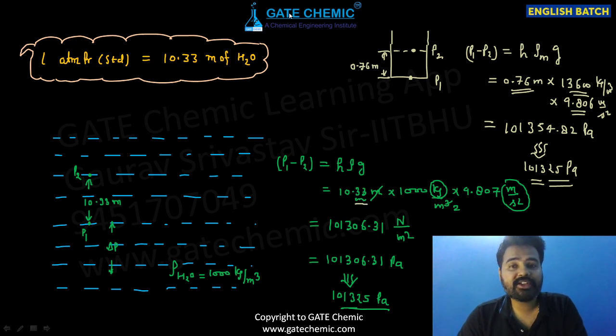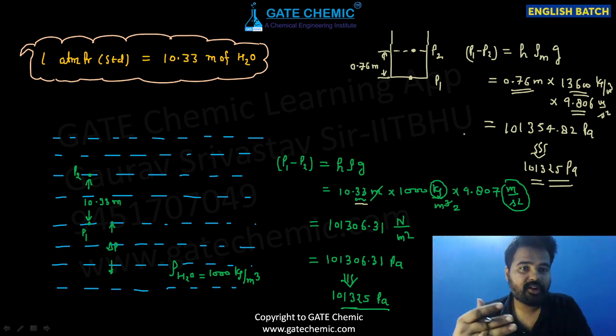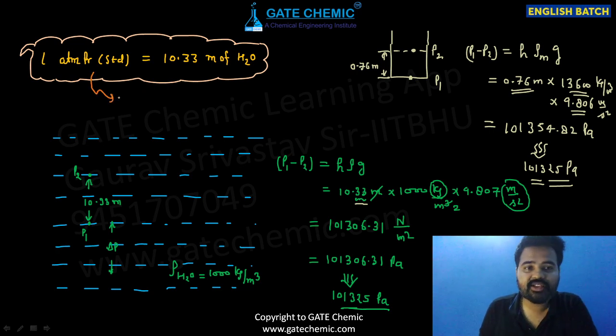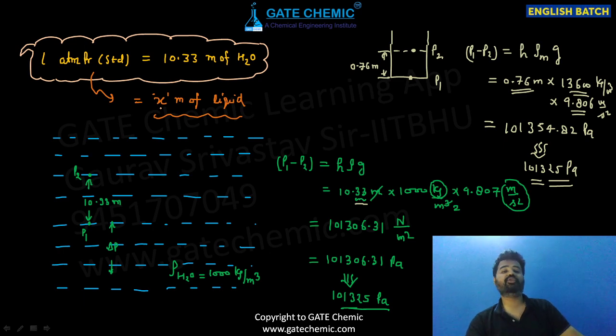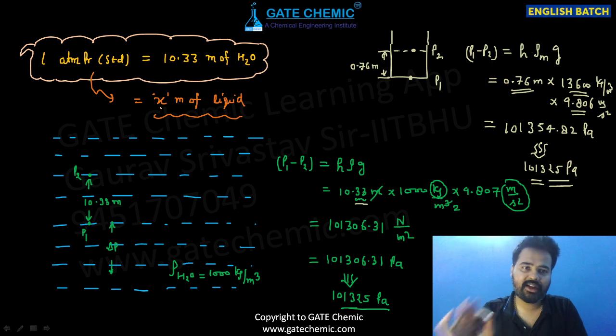Okay. So, I hope each and every student is crystal clear now that we are able to give this standard atmospheric pressure as x meter of any liquid. Is it crystal clear? You can write it as x meter of any liquid. Okay, shall we move forward, my dear students? That means you can write it as x meter of alcohol, x meter of any oil, anything, in any manner, you can write this atmospheric pressure in any terms. Okay, crystal clear?